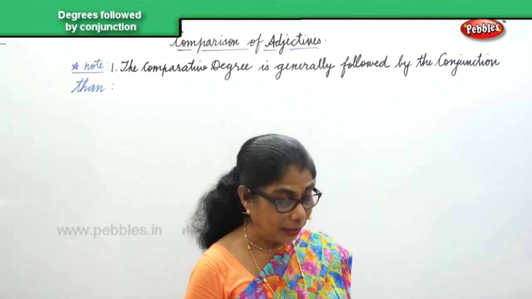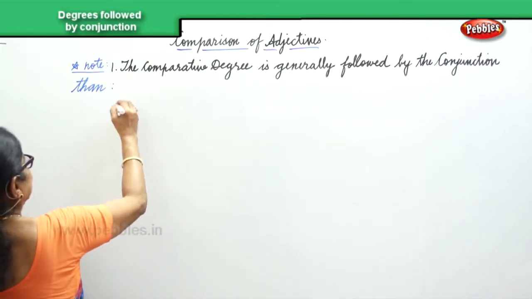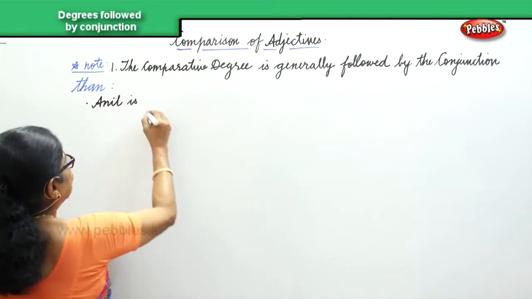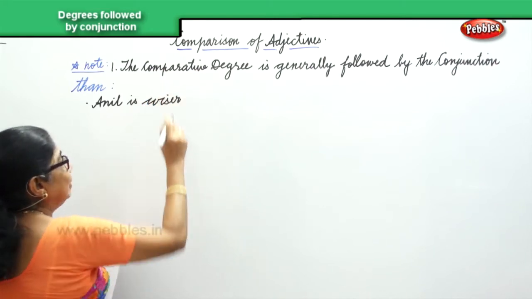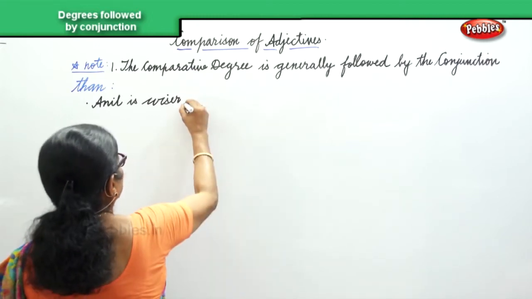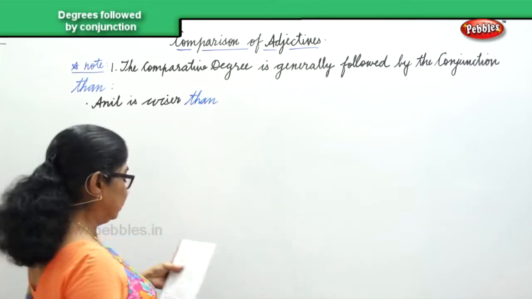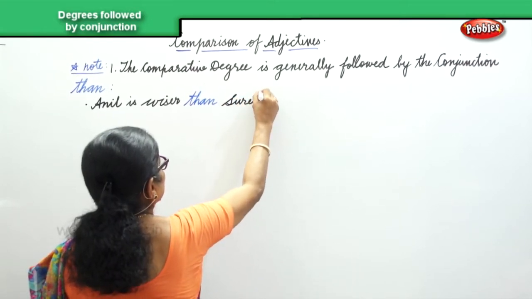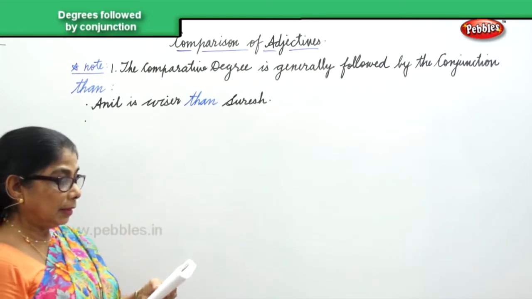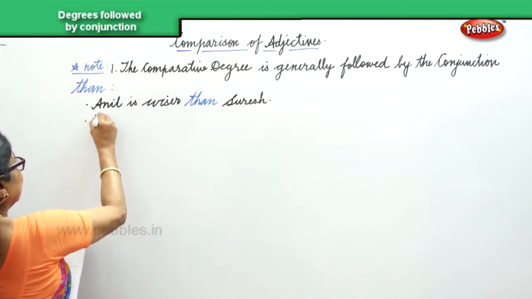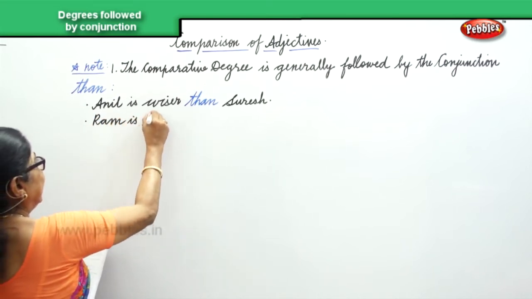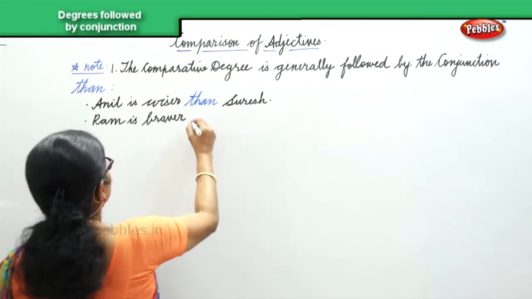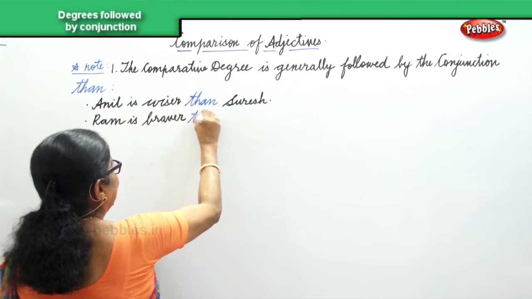Now, let's look at the sentences I have, then you'll understand. Anil is wiser than Suresh. Okay, next one. Ram is braver than Ashok.